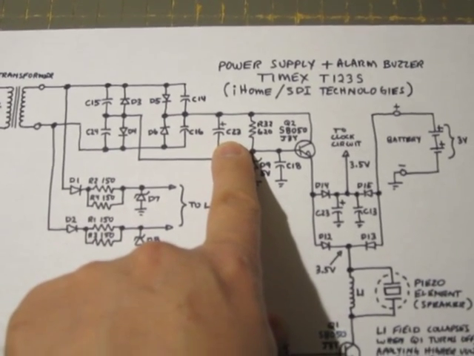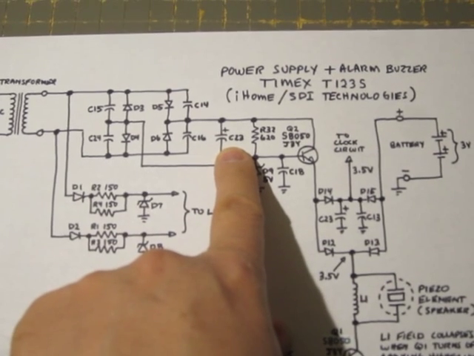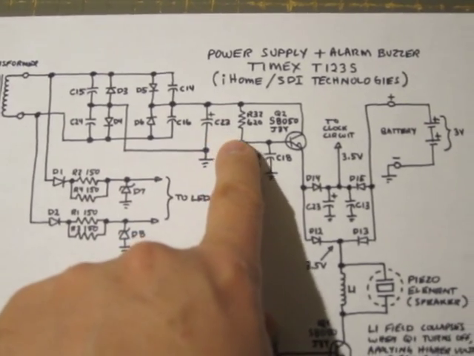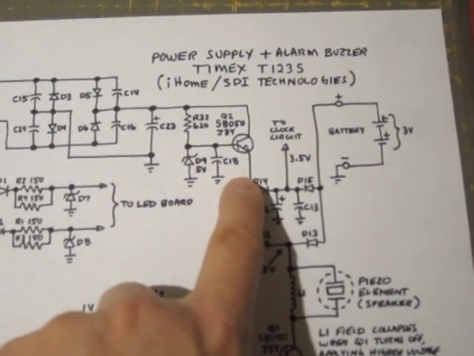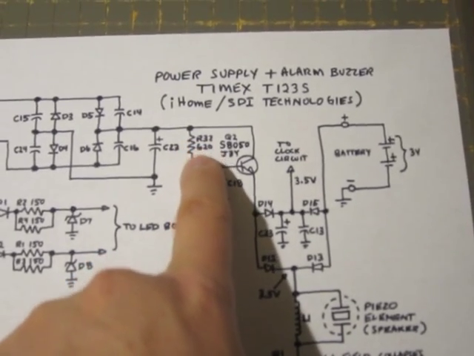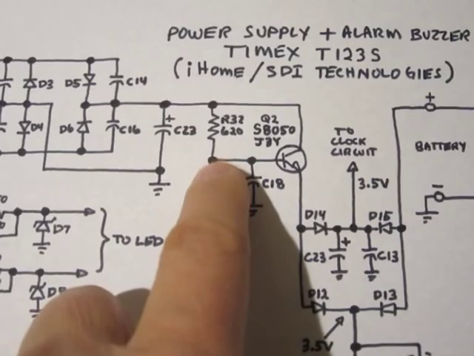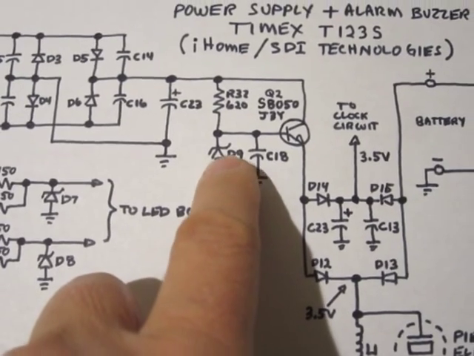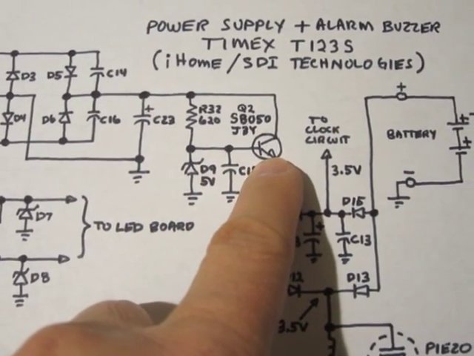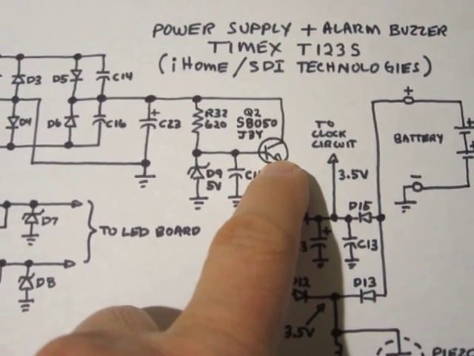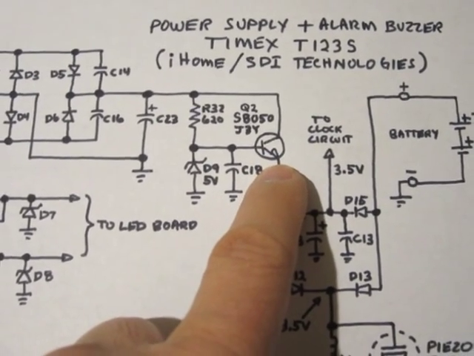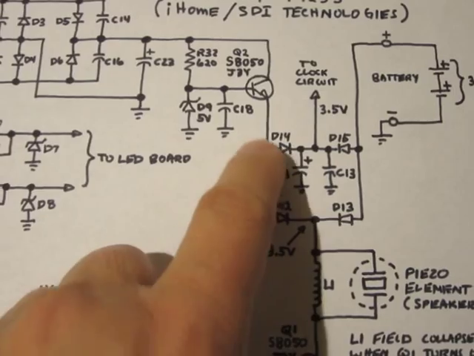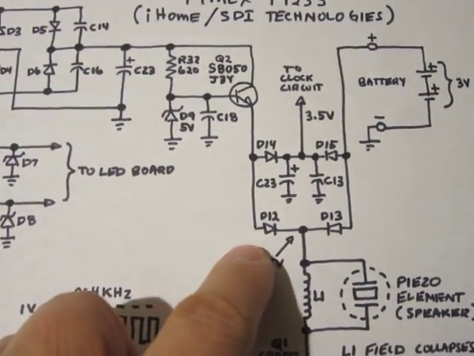This further reinforces that the draw on it is very low, because if there was much current being pulled, such a small filter capacitor would be ineffectual. Then there's a small voltage regulator. There's a zener regulator here. So current flows through the 620 ohm resistor and a 5 volt zener diode, and provides a 5 volt reference to the base of Q2, which is an S8050 type surface mount transistor. That ends up providing a voltage of approximately 5 volts on the emitter of the transistor.